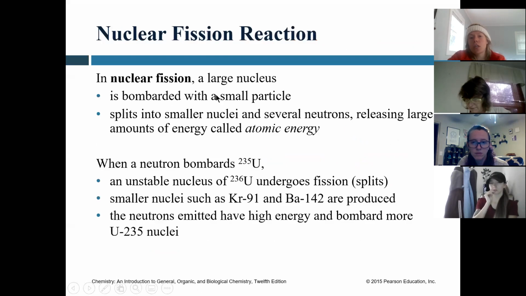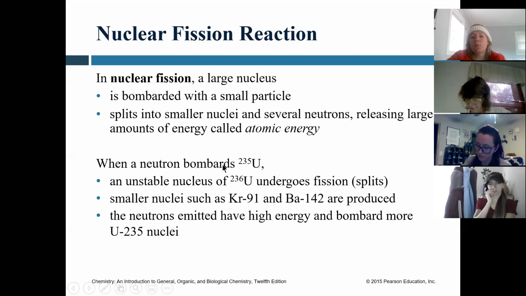So in nuclear fission, FISSION, we have a large nucleus. It's bombarded by a small particle, and it splits into smaller nuclei, and then also will produce some more smaller particles like neutrons. This releases a lot of energy called atomic energy. Anytime you're splitting atoms, you're going to produce a lot of energy.